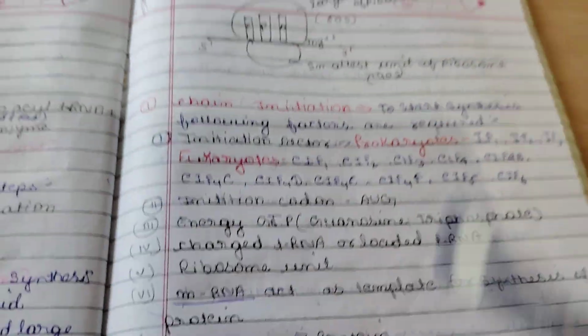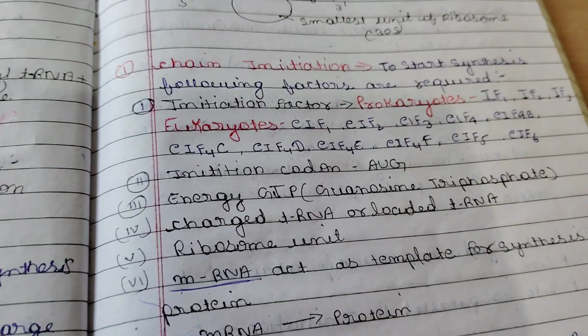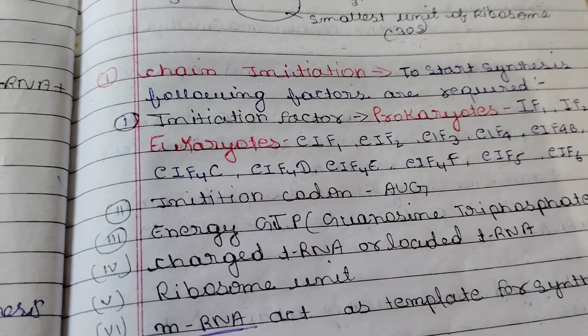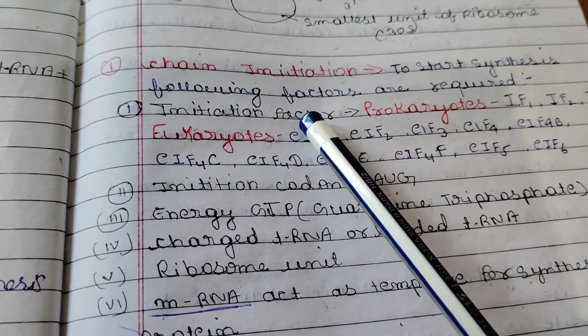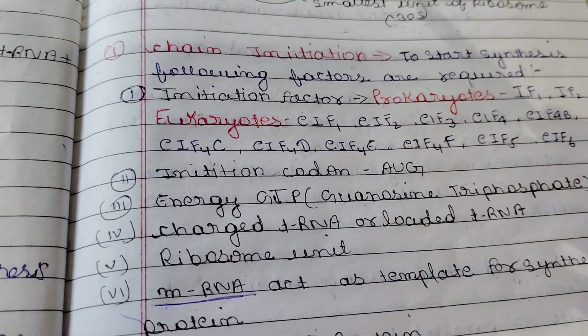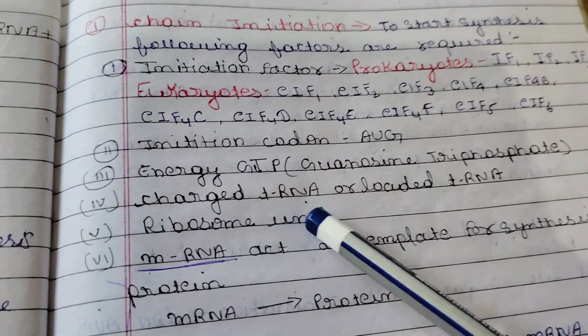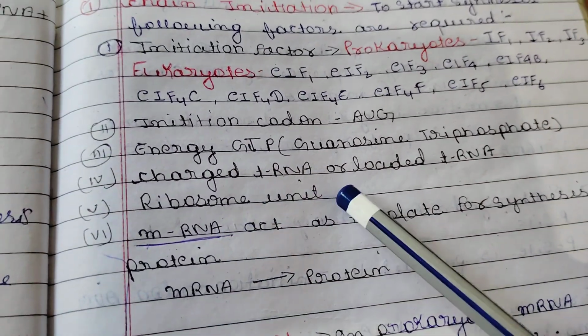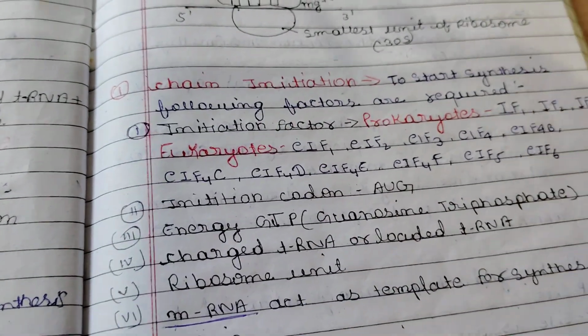Now for the process of translation, the first step is chain initiation. To start the synthesis, the following factors are required. For translation we need some factors like initiation factor, initiation codon, energy, and charged tRNA or loaded tRNA, ribosomal unit, and mRNA. These are the basic requirements for the process of translation.